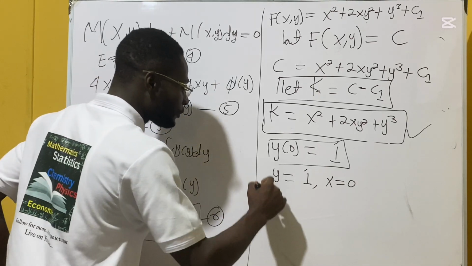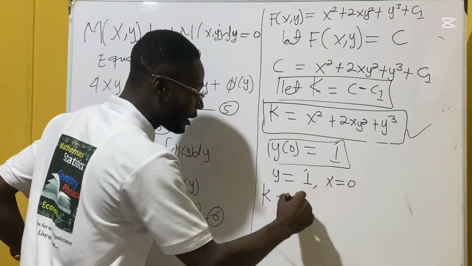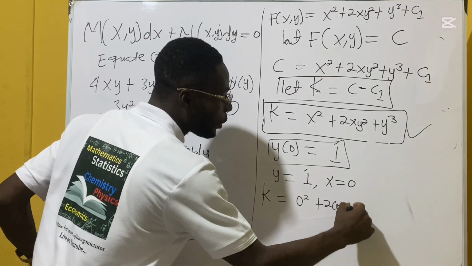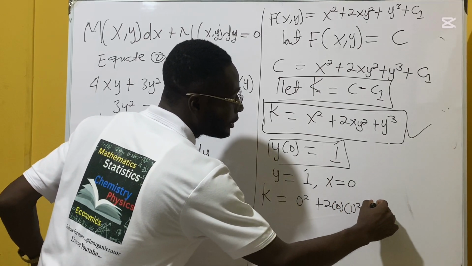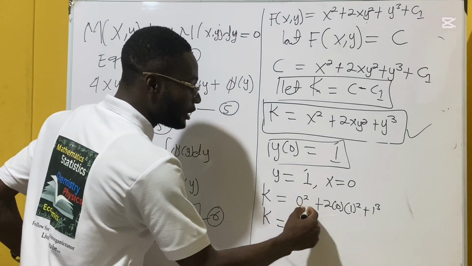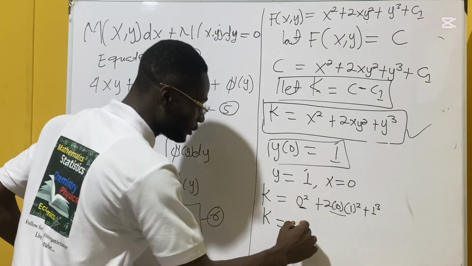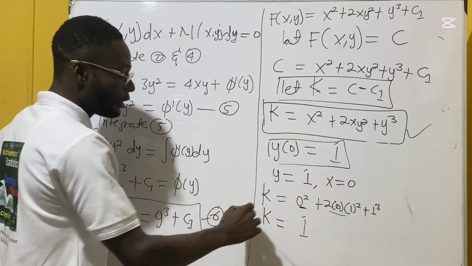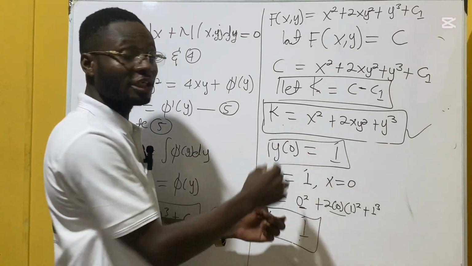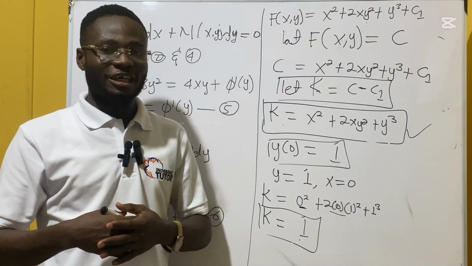So here, our k will be equal to, x now is 0, so we have 0 squared plus 2 into 0 into 1 squared plus 1 cubed. Okay, so we're going to have k equals 0 here. 0 of everything is 0. Then we have the last one to be 1. So we have our k to be positive 1. So once we have k to be positive 1, we substitute into the general solution to get our particular solution.